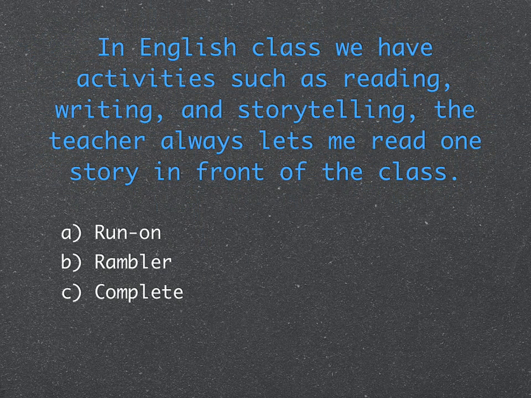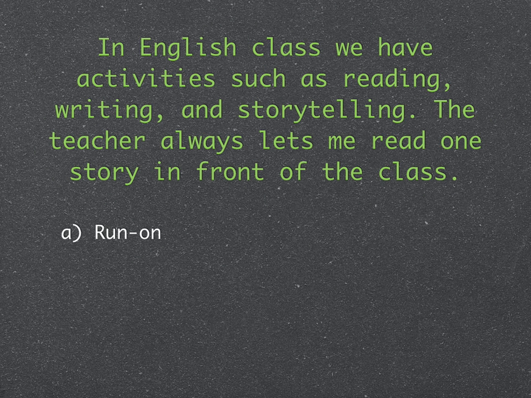In English class, we have activities such as reading, writing, and storytelling. The teacher always lets me read one story in front of the class. Is this A, a run-on, B, a rambler, or C, a complete sentence? A run-on. You chose A? Good job, that's correct. This sentence is a run-on. One way to correct this error is to change the comma after storytelling to a period, separating the two clauses into two complete sentences.